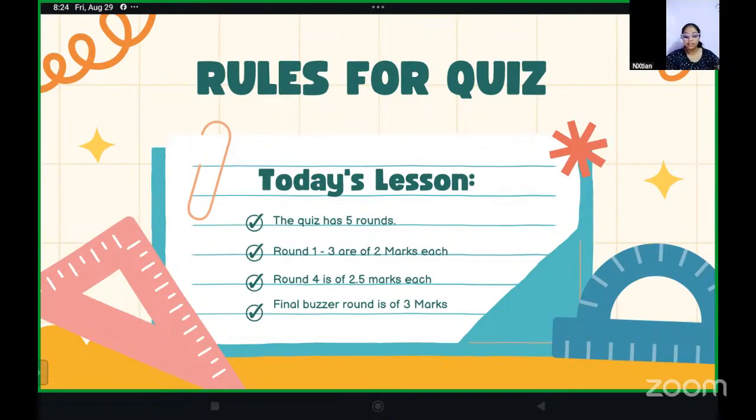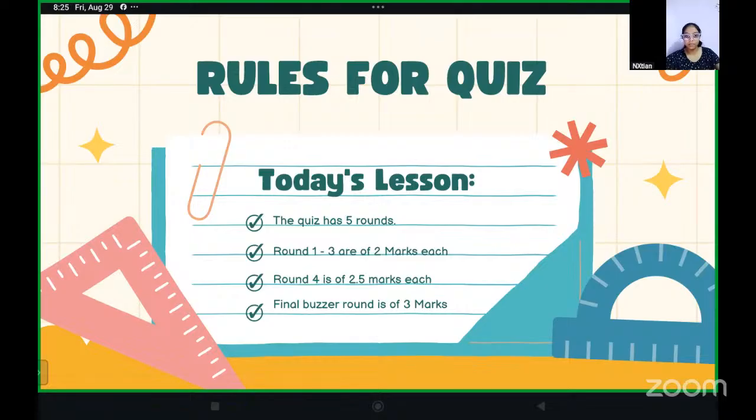Listen once again. In Rounds 1 and 2, each one of you will get a chance, 2 marks each question. Round 3 is the buzzer round, again 2 marks each question, and the one who raises the hand will get the chance to answer. Round 4 is bonus. Those who are in second and third place will get one question each to answer in the bonus round, 2.5 marks each question. In the final buzzer round, there is one big question worth 3 marks. Whoever raises their hand first and answers will get 3 marks. Whoever has the highest score by the end of the quiz will win.